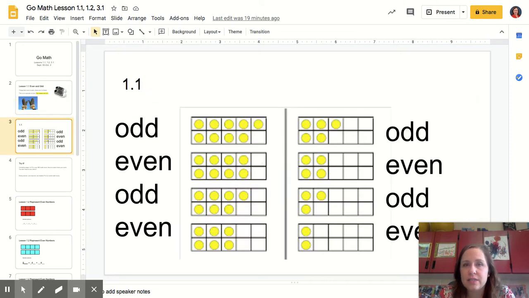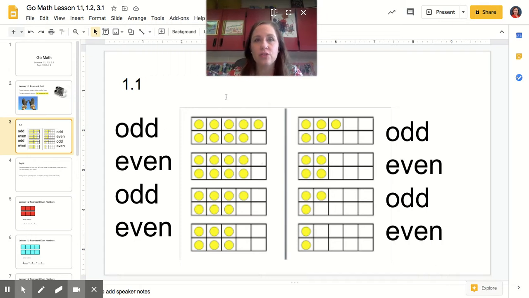All right, here's some examples of even and odd numbers that I have made for you. You can pause right here and just kind of pay attention to which ones are even and which ones are odd. What I want you to notice is if it is odd, it does not have a pair at the end. And if it is even, each one has a pair. Okay? That's what I mean when I say even and odd. All right, let's look at how you're going to be asked to do this in your book.